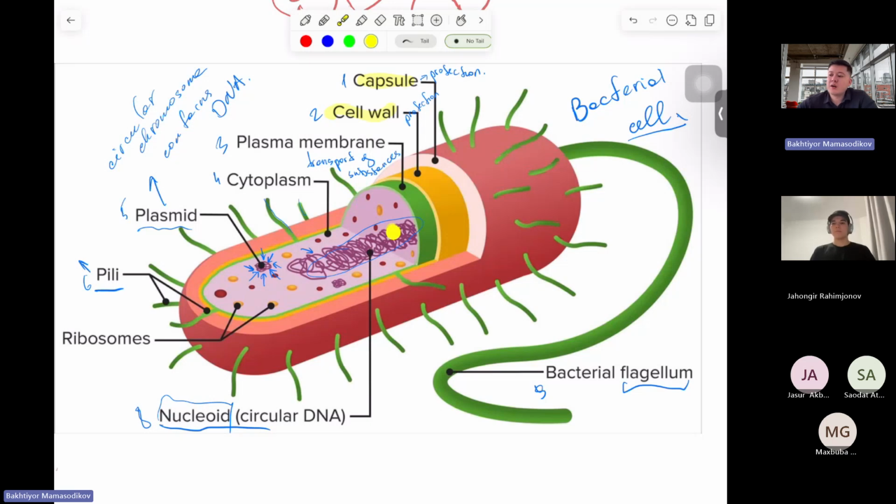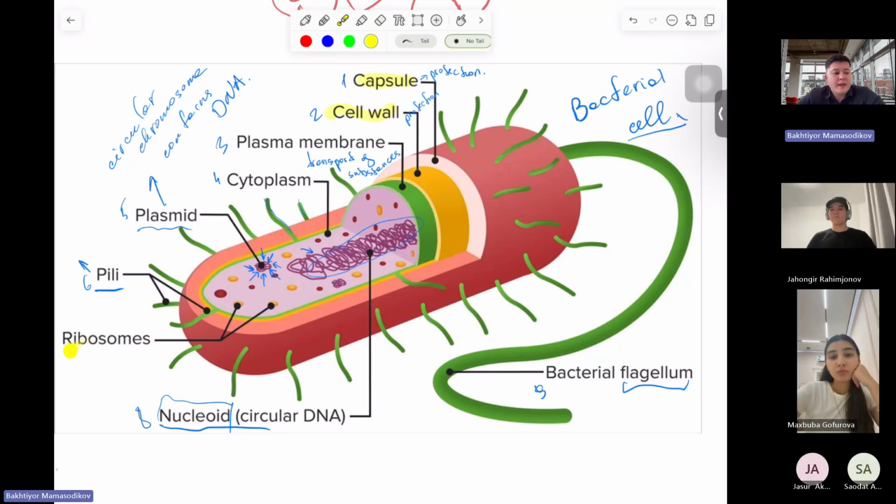Okay, ribosomes. Why do we need the ribosomes? It synthesizes protein. Yes, good job. They are making the proteins. So why do we need the proteins? They're essential for the cell survival, right? Like a factory machine which is producing the proteins.